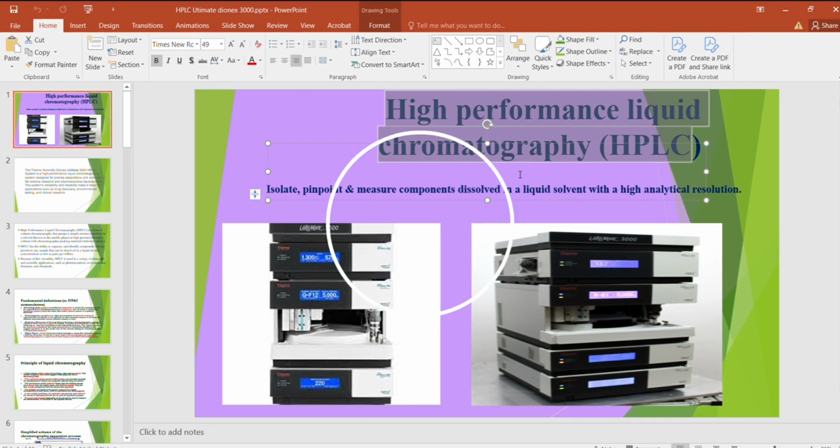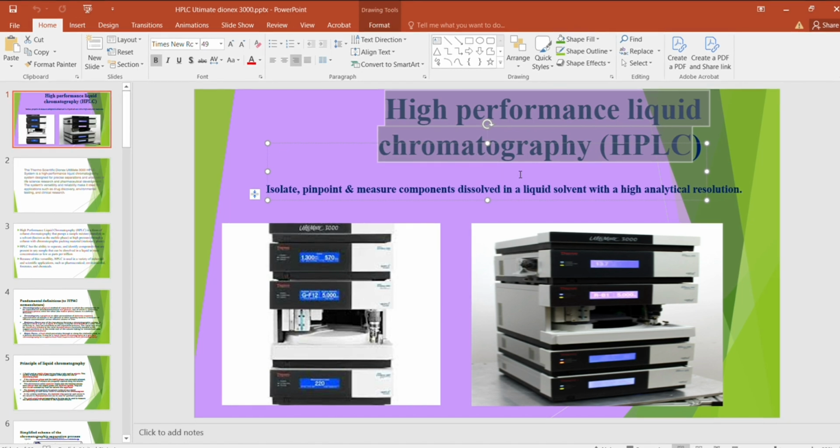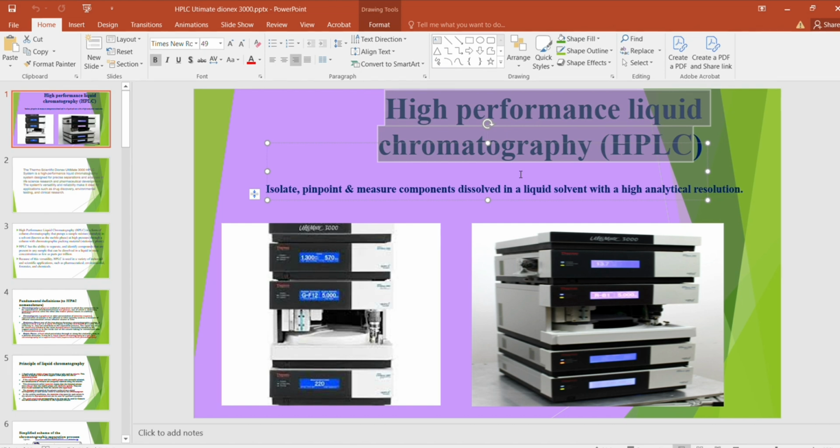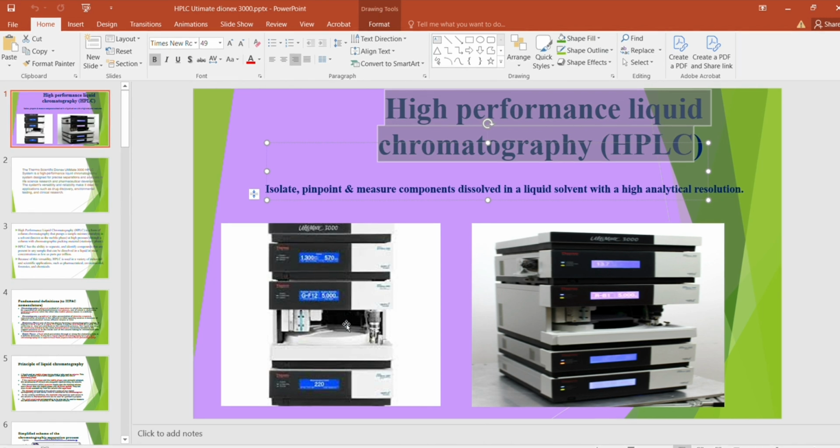in mixtures. When we say mixtures, it means a blend or liquid solutions, and with high resolution. Now this is a broad term in analytical chemistry, and this basically utilizes the pressure driven flow of a mobile phase. If you see here, this is my HPLC, the Ultimate 3000 from the Thermo Scientific brand. Pressure driven flow of a mobile phase through a column packed with a stationary phase.